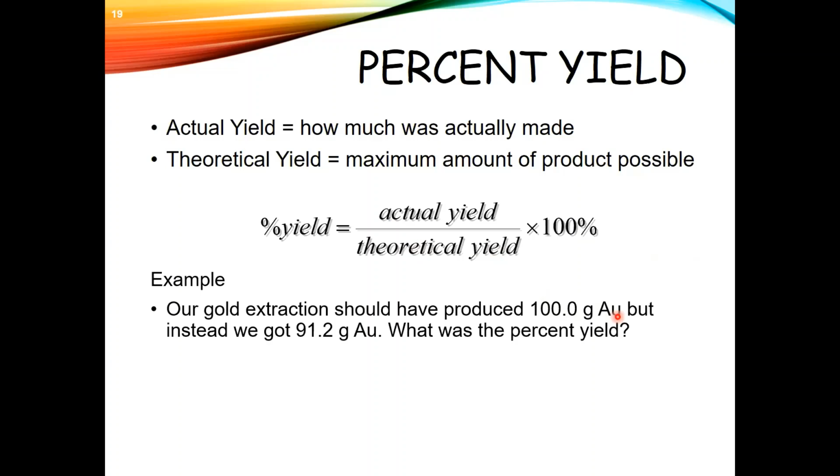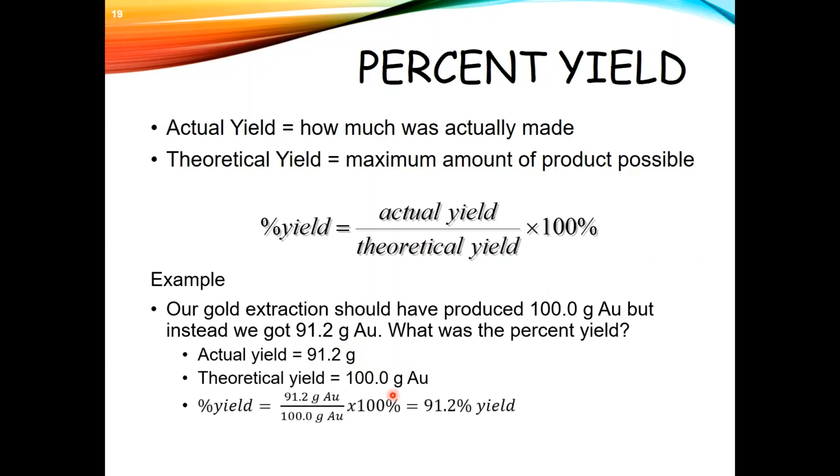Okay, so for an example, if we do a gold extraction of ore and we were expecting to get 100.0 grams of gold out, but instead we got 91.2 grams of gold out, what is our percent yield? Well, the actual yield in this case is this 91.2 grams, and our theoretical yield was 100. So we're just going to take 91.2 divided by 100, multiply by 100% to find a 91.2% yield. It's a very straightforward equation.